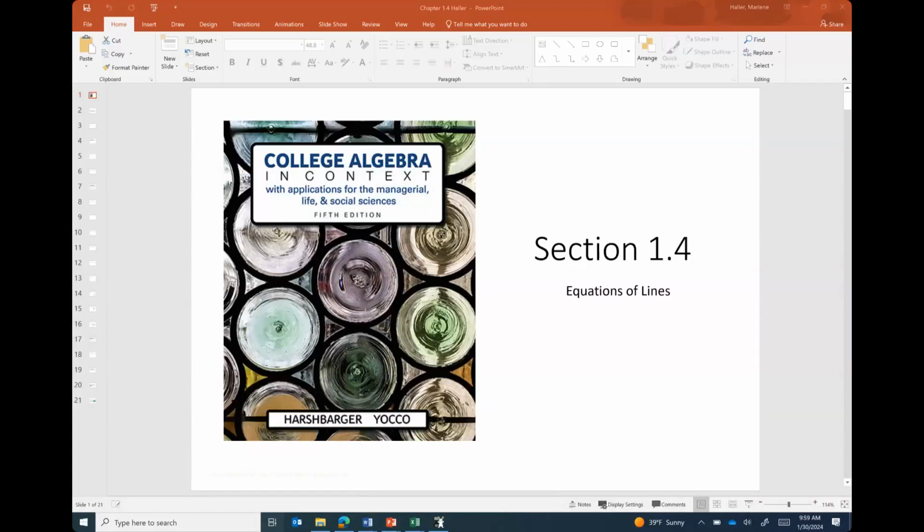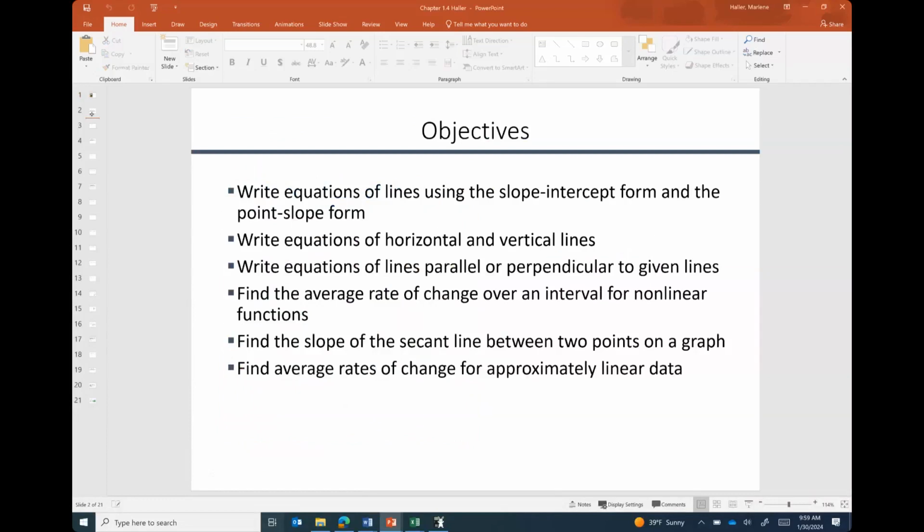Section 1.4, Equations of Lines. In this section, we have several objectives. We'll look at writing equations of lines using the slope-intercept form as well as the point-slope form. We'll write equations of horizontal and vertical lines. We'll look at parallel and perpendicular lines and how to write those equations.